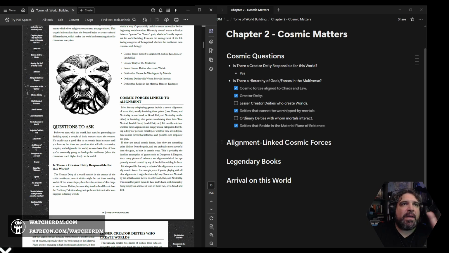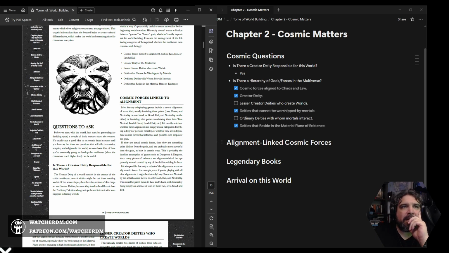And then most fantasy role-playing games include a moral alignment of some kind, usually involving 3 points. Chaos, law, and neutrality on one hand, or good, evil, and neutrality on the other, or involving 9 points, some combination of things. It's usually not clear whether these alignments are simple moral categories describing a deity's or person's morality, or whether they are independent cosmic forces that influence and possibly even empower the gods. If they are actual cosmic forces, then they are something quite distinct from the gods and are probably more powerful than the gods, at least in certain ways.